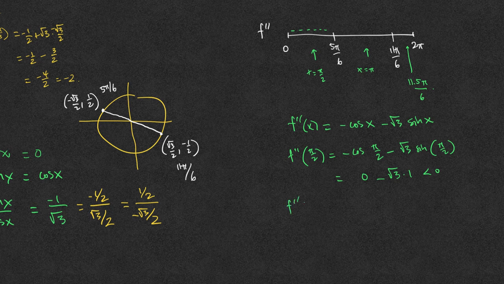We then plug in pi into the second derivative, evaluate this, and we will see that it is positive. And so f double prime is positive in the second subinterval. We then plug in 11.5 pi over 6 into the second derivative, and we will see that this is negative. And so f double prime changes its sign at 5 pi over 6 and 11 pi over 6. We will end up with an inflection point at 5 pi over 6 and another inflection point at 11 pi over 6.